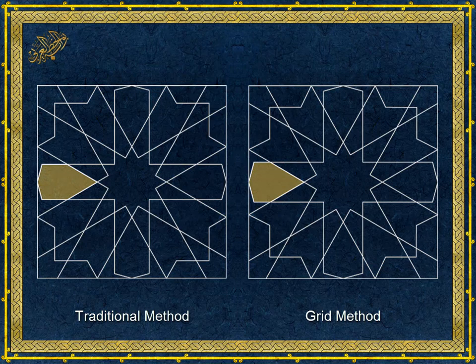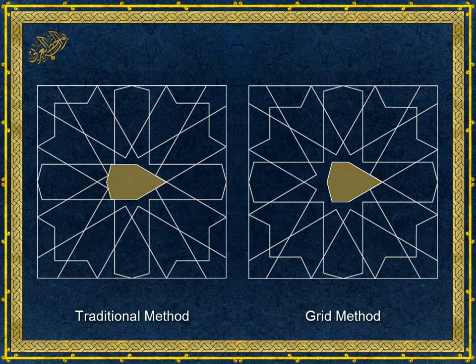Now let's compare other shapes with the star. Starting with the petal shape, the petal from the pattern constructed with the traditional method fits exactly inside the star, and the same shape from the other pattern does not have any kind of relation with the star.